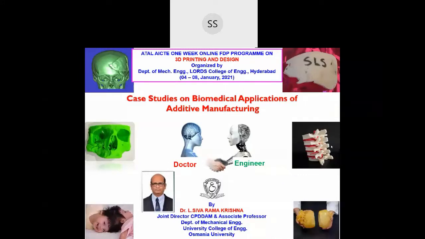Thank you, Junaid sir, for introducing me to the audience and also for giving me the opportunity to share my experience on biomedical application. I would like to present here some of the live case studies that we have done. I am not concentrating on how you do modeling; I would like to talk about how we have solved some critical cases using 3D print technology for biomedical application, right?